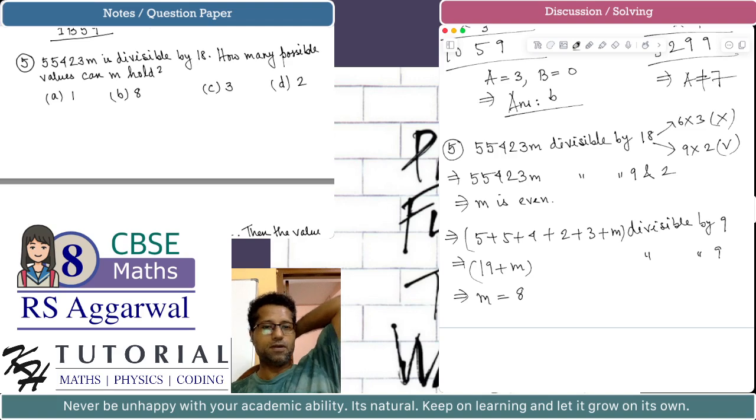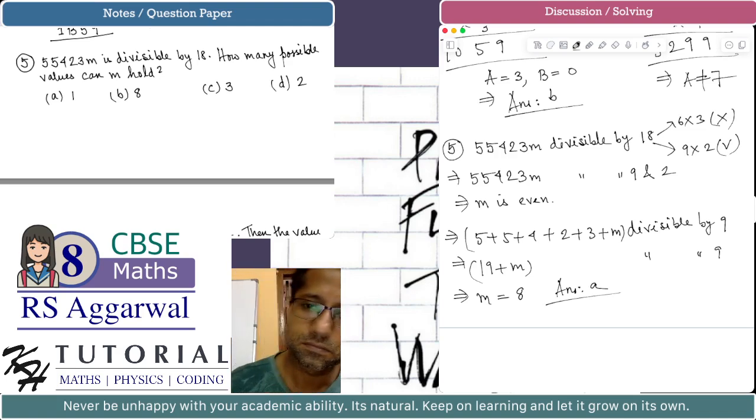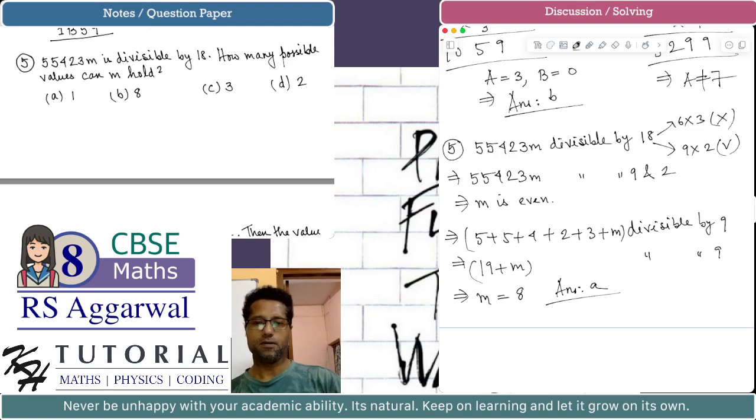How many possible values can m hold? Okay, so we are having only one possible value of m, which is 8. So this implies the answer is choice A. So the only value of m such that the given number 55423m is divisible by 18 is 8.